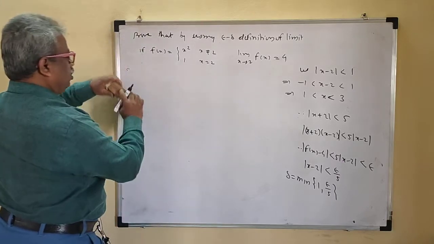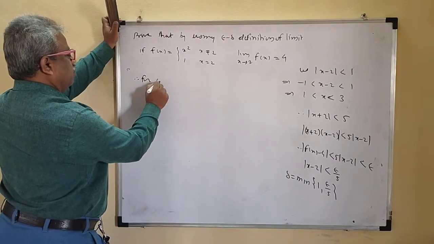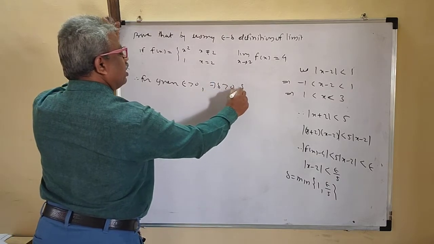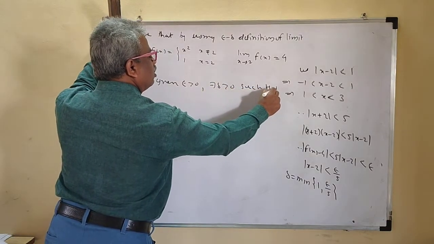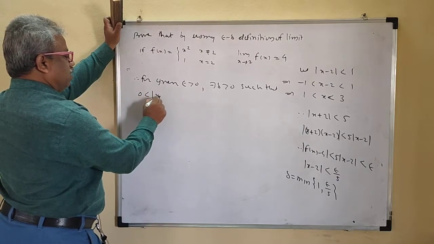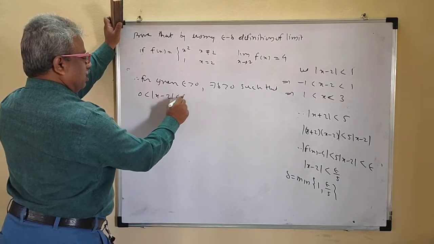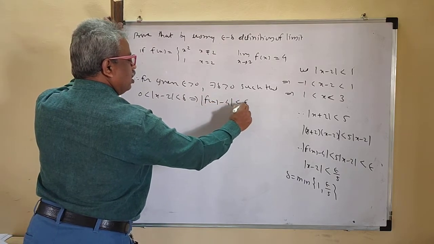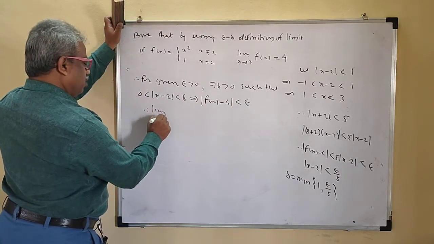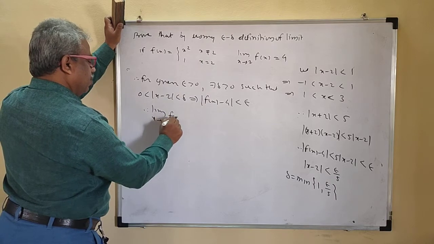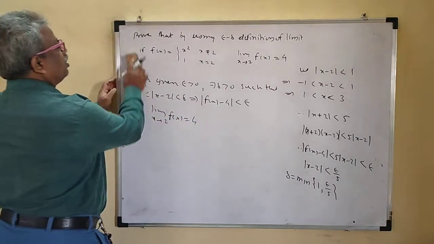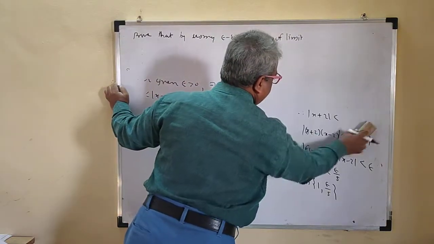So therefore for given epsilon greater than 0, there exists delta greater than 0 such that 0 less than mod of x minus 2 less than delta implies that mod of f of x minus 4 less than epsilon. Therefore limit x tends to 2, f of x is equal to 4. So we have proved. Okay. Now we'll take another problem.